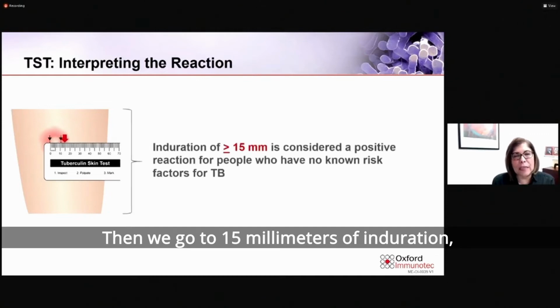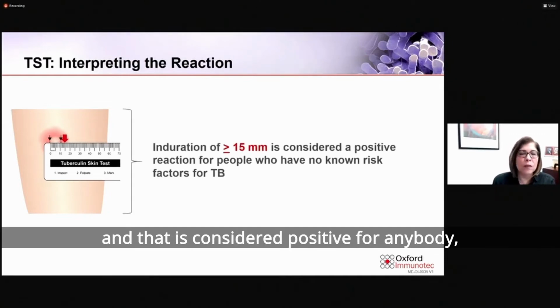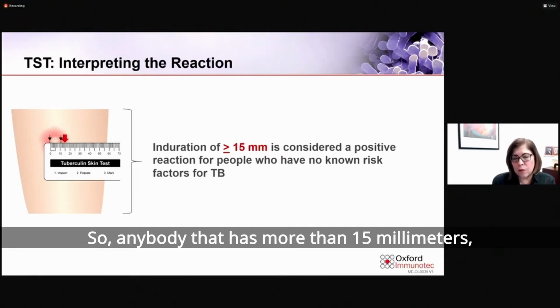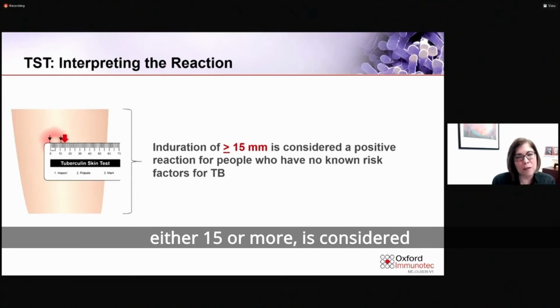Then we go to 15 millimeters of induration, and that is considered positive for anybody, even without any risk factors. So anybody that has more than 15 millimeters, either 15 or more, is considered positive for TST.